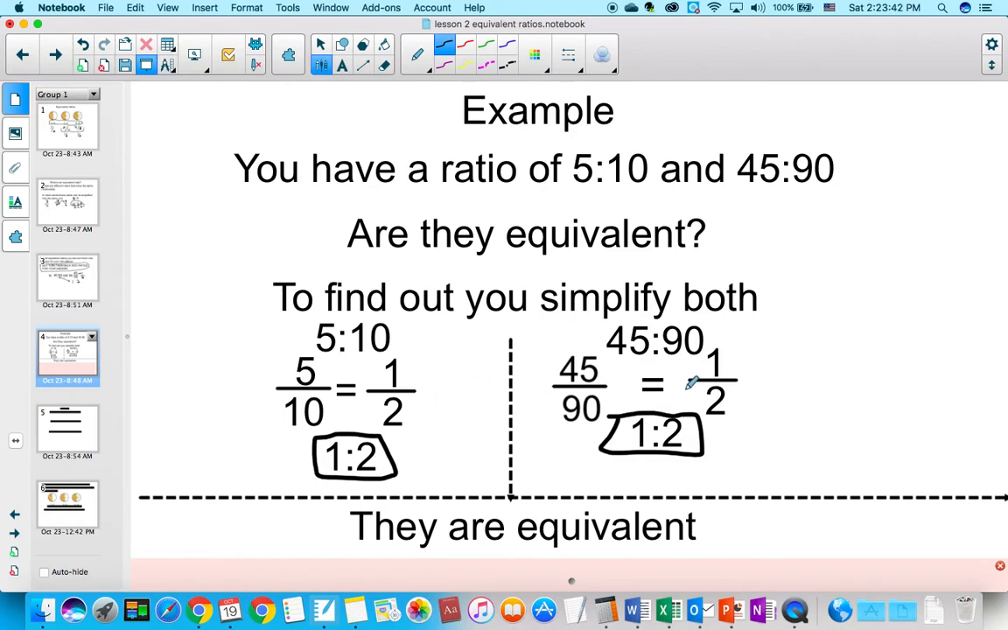Yes, they have different numbers, 5, 10, and then 45 and 90. They're different numbers, but their relationship is the same. 5 to 10, the relationship 5 has to 10 is the same as 45 to 90. 5 is half of 10. 45 is half of 90. So you can represent this relationship as 1 to 2. So you can say that these ratios are equivalent.